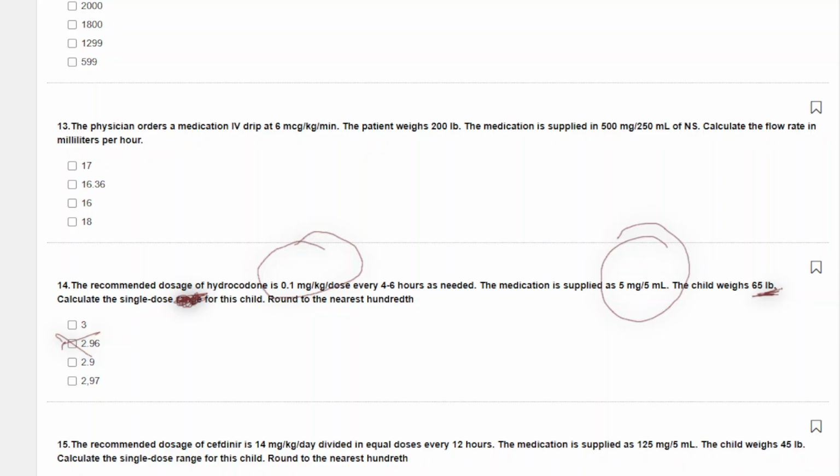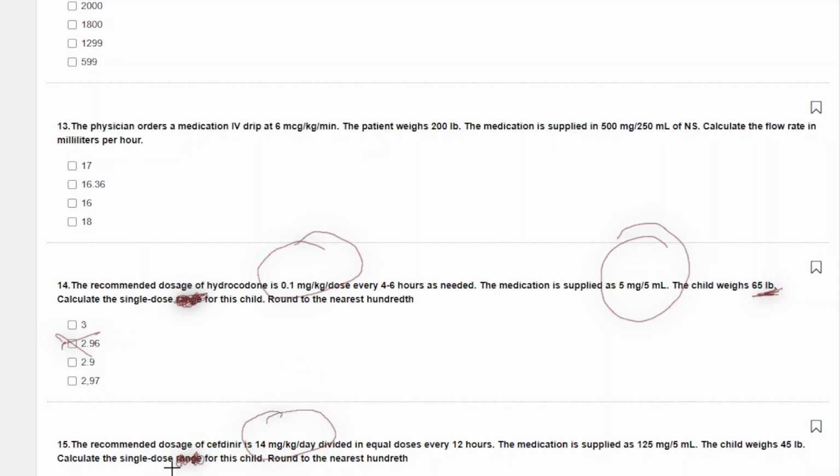So, last one. Which one you got? What is the safe dose range? Let's look at it. Again, they're talking about range. There's not a range there. Just say single dose. We good. Now, this right here, it's saying 14 milligram per kilogram a day, divided in equal doses every 12 hours. It means what? 14 milligram per kilogram a day, this is a 24-hour dose.